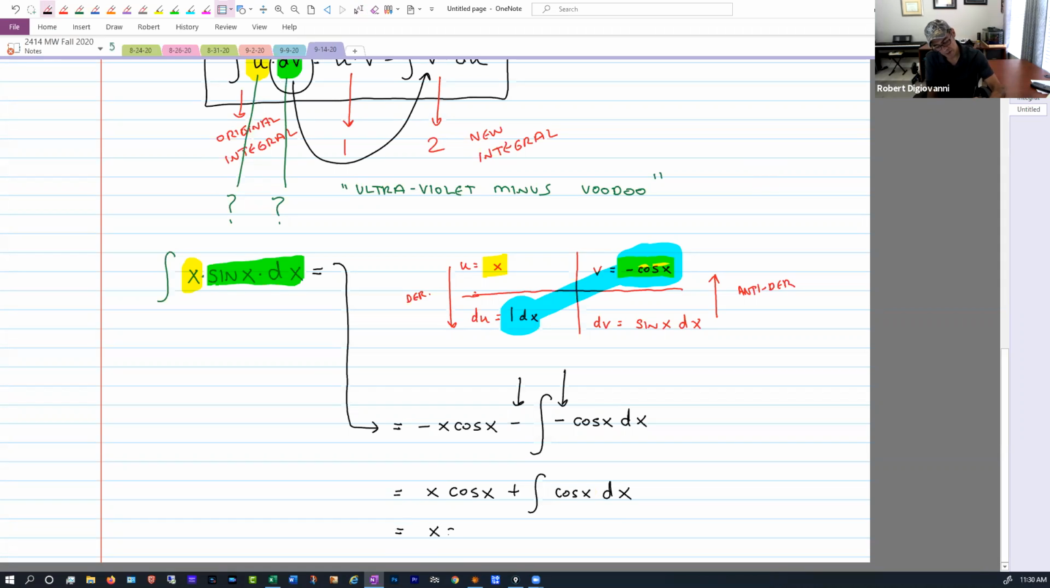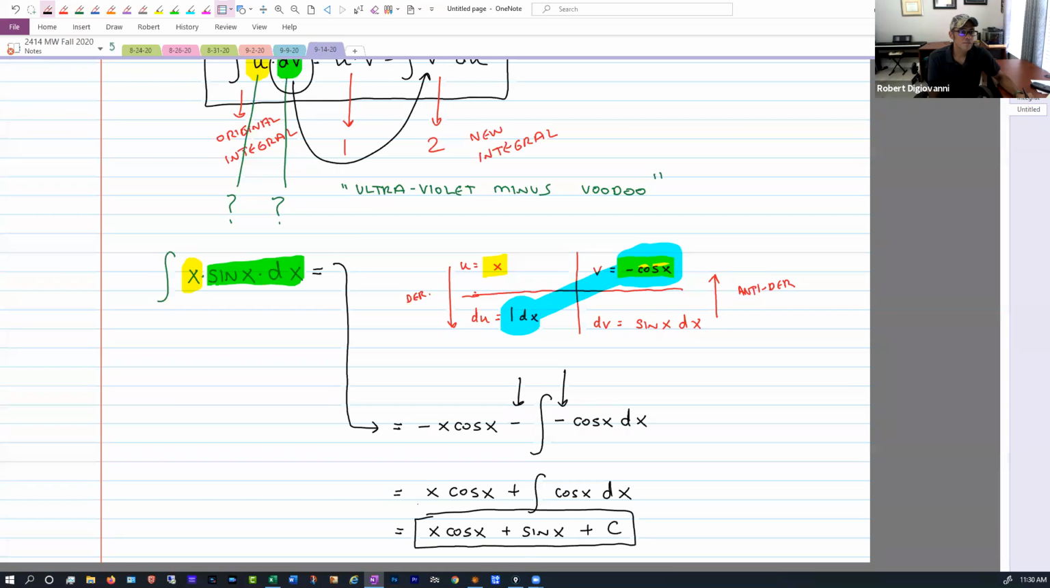Okay, negative x cosine x. Don't have to do anything there. Antiderivative of cosine x is sine x. Antiderivative, not derivative. Plus C. There it is. See how I did the plus C? I just remembered that it needed to be there.